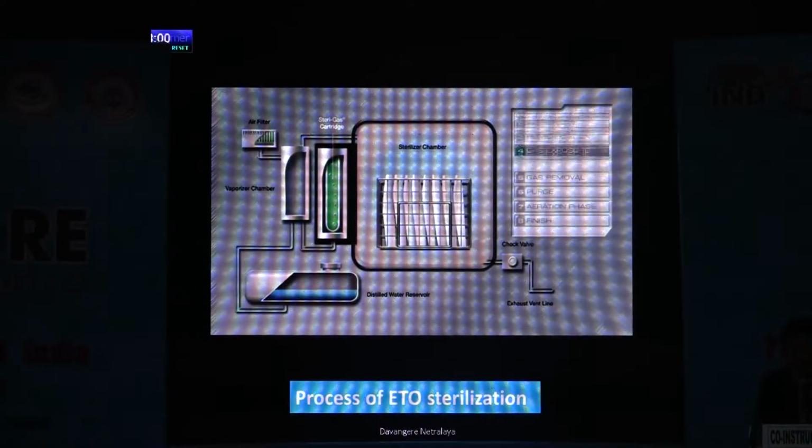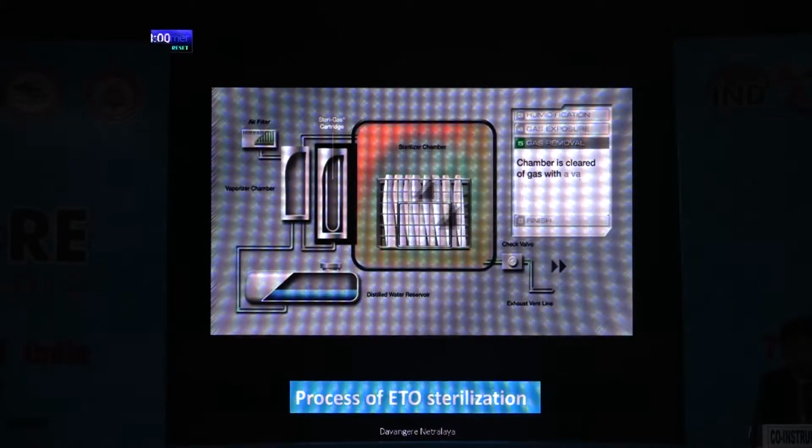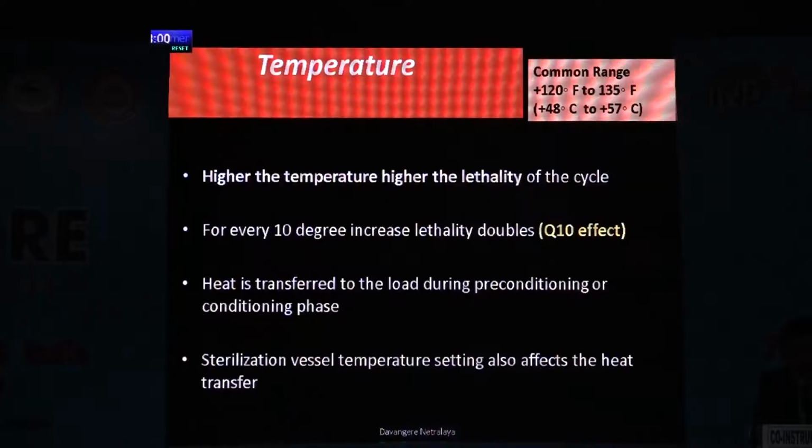Once you humidify the load, ethylene oxide is released by the pressing of the cylinder, so the cartridge gets opened. Depending upon the load, various concentrations of ethylene oxide can be used. Under negative pressure, once the process is complete, the gas has to be removed completely with the vacuum. And the last phase is the degassing phase, as I told.